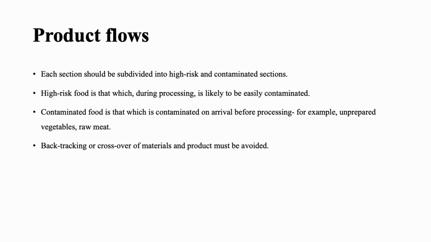What is a product flow then? Each section should be subdivided into high risk and contaminated sections. High risk food is that which, during processing, is likely to be easily contaminated. Contaminated food is that which is contaminated on arrival before processing, for example, unprepared vegetables, raw meat. Backtracking or crossover of materials and product must be avoided.